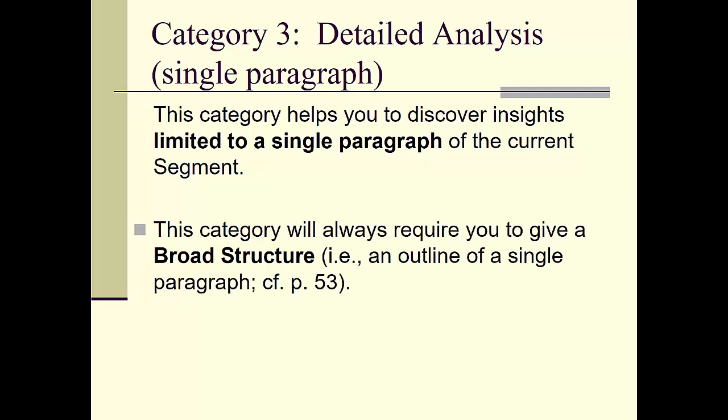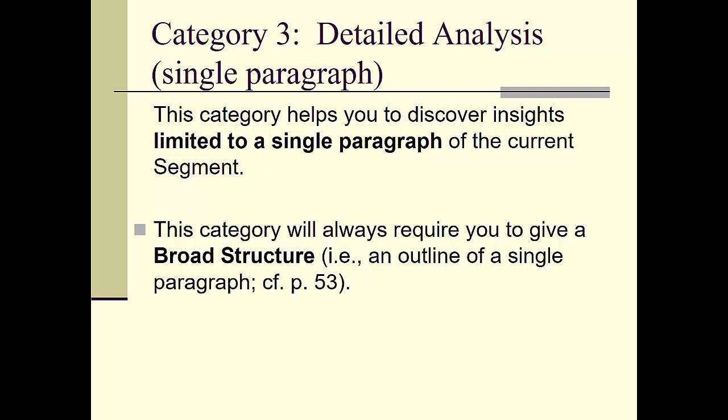Notice that category 2 had us bridging between 2 paragraphs. Category 3 is going to get narrower still. Here we are limited to a single paragraph. Our focus is getting narrower and narrower. Do you remember the activity of establishing a broad structure that is an outline of a single paragraph? If you need to, look in the study guide on page 53 to remember what we mean by a broad structure. That is a general outline mapping out the action or the flow of thought in a single paragraph.